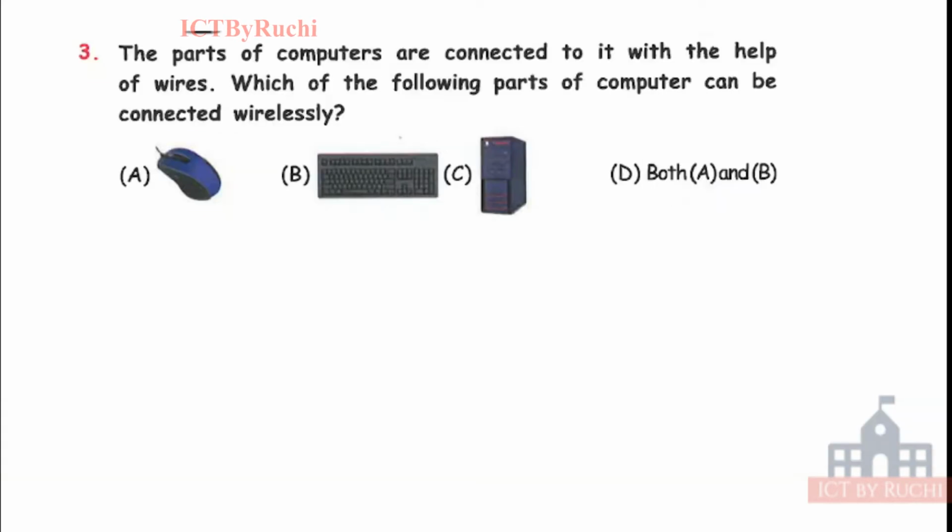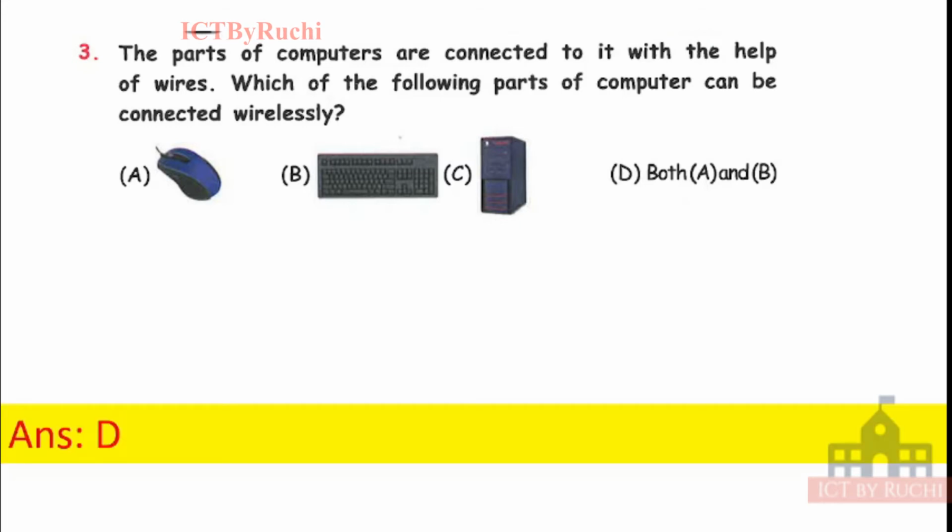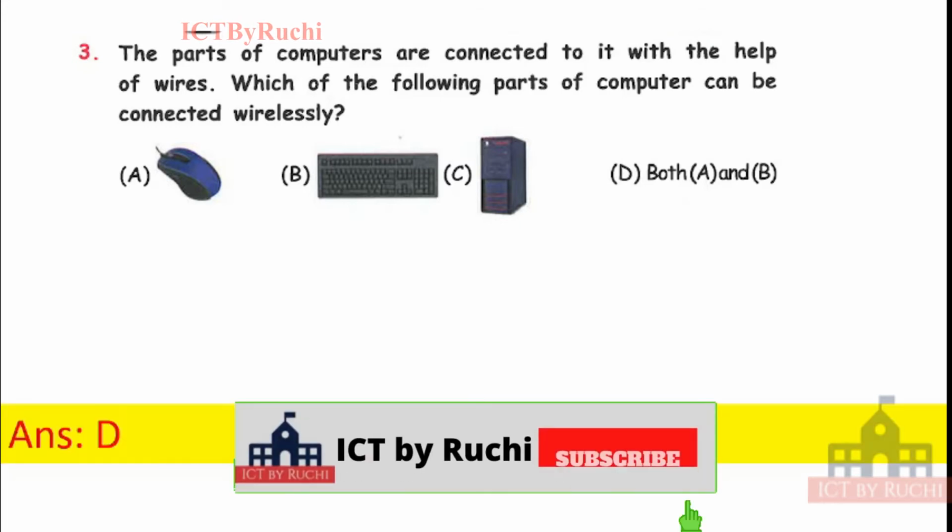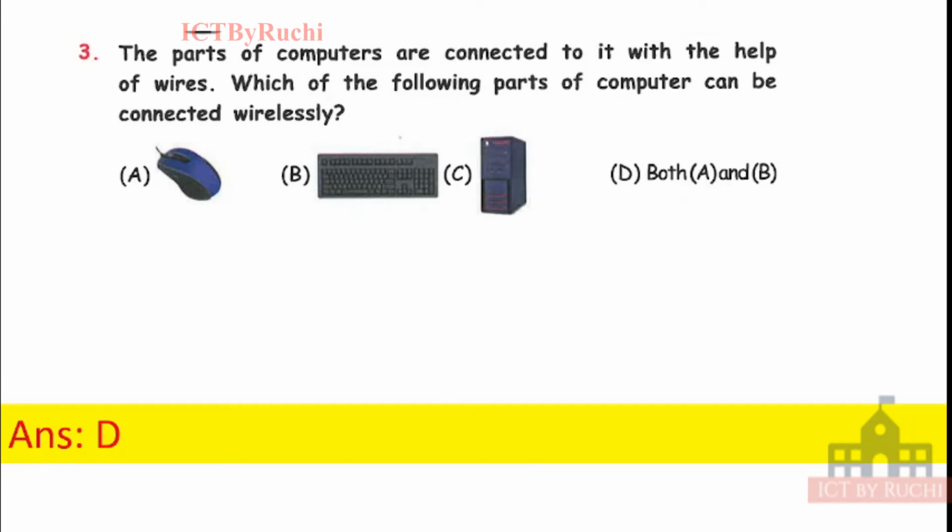Next question. Most parts of a computer are connected to it with the help of wire. Which of the following parts of a computer can be connected wirelessly? Option A mouse, option B keyboard, option C CPU, or option D, A and B. Think. Answer is D, both A and B, because in today's life, today's 2021, we have a Bluetooth keyboard and mouse which work without wire.